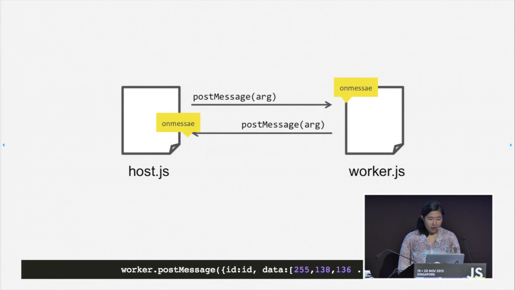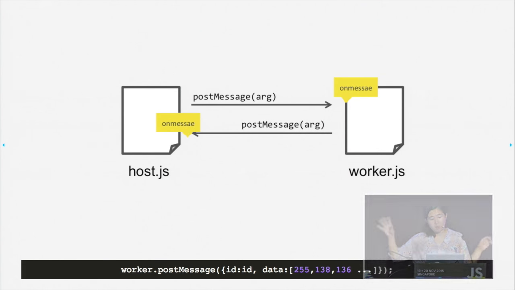You make a new worker with new Worker, and then give it a path to the Worker.js. The host's JavaScript and the worker JavaScript talk through a method called postMessage. Each of them has an event called onmessage, listening for the postMessage fired. postMessage takes one argument. So if you want to pass many pieces of data, like in this case I am passing ID and data, you need to put it into a JavaScript object so that the argument is 1.